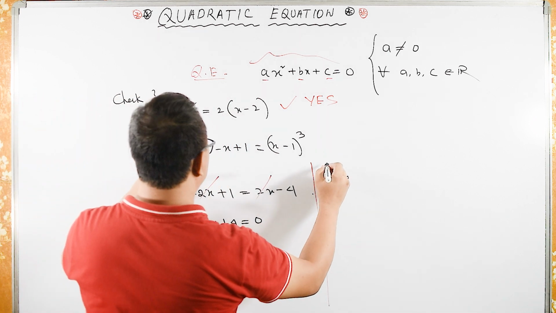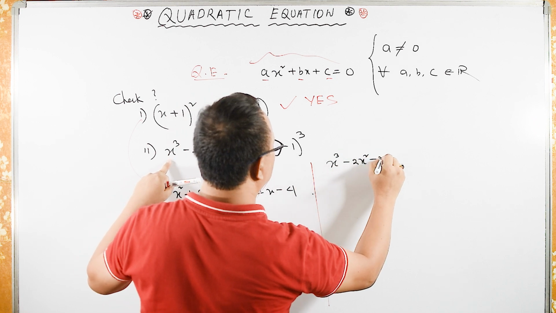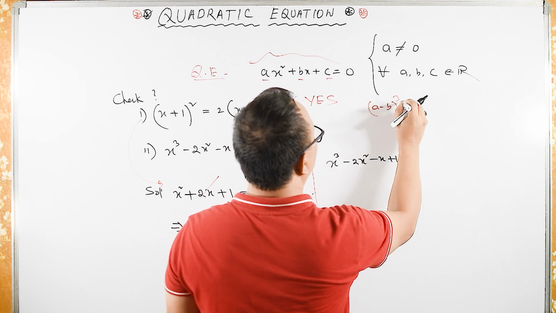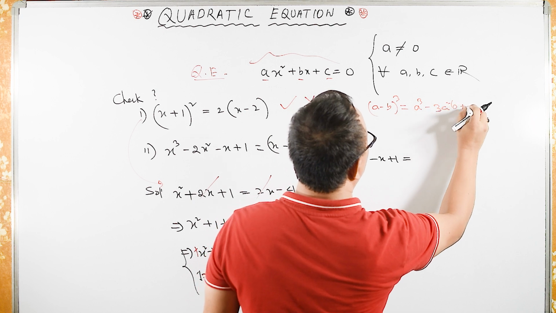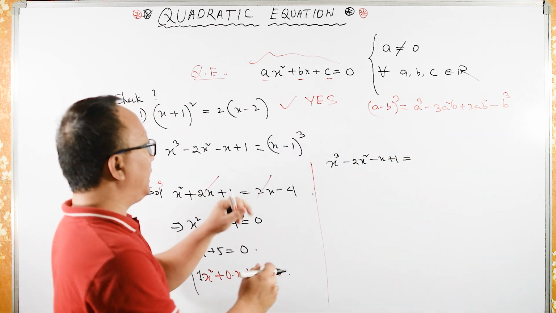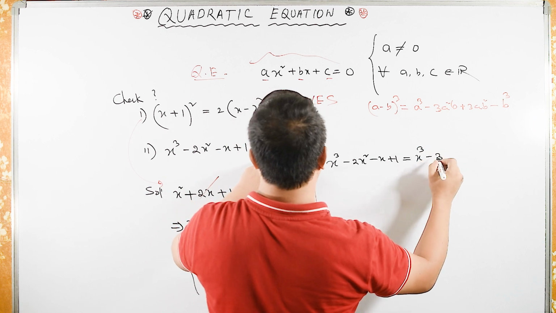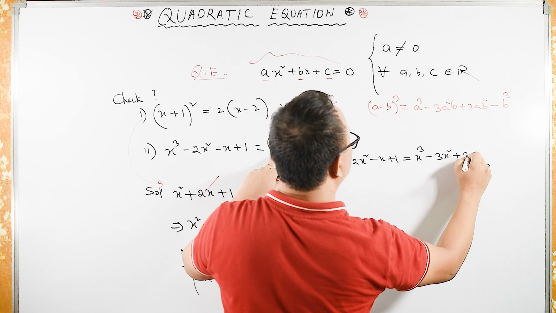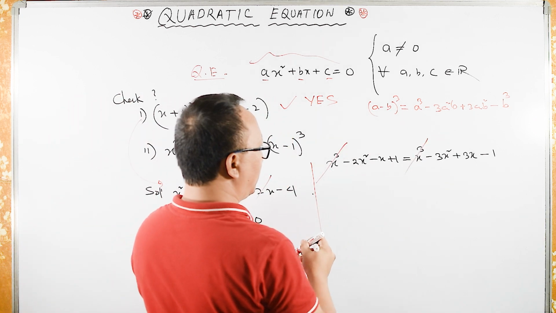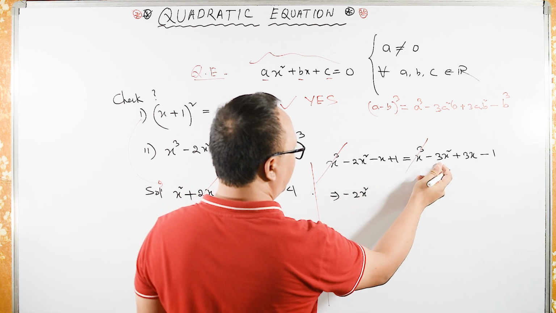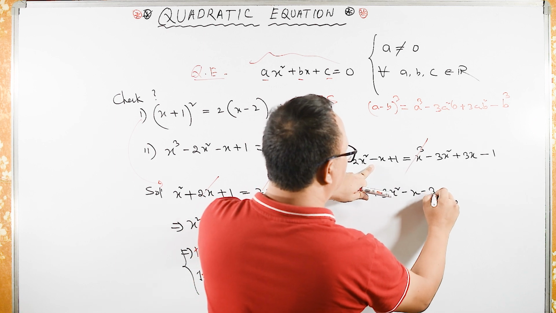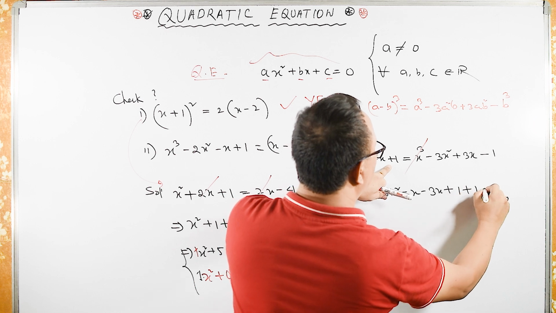Now what about this? Let's try to expand this. We have x³ − 2x² − x + 1 = and I need to apply (a − b) whole cube. Remember, (a − b)³ is a³ − 3a²b + 3ab² − b³. Let's apply this here: x³ − 3x² + 3x − 1. Now here this x³ gets cancelled. Here minus 2x², if I bring that side, it becomes plus 3x² minus x. If you bring that side, minus 3x plus 1. You bring this side, plus 1 = 0.